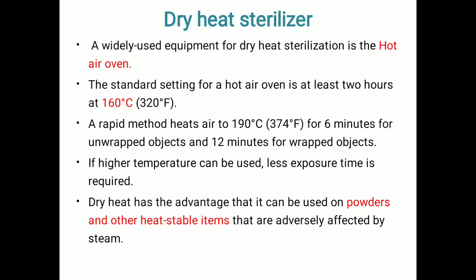Okay, so wrapping with the help of newspaper as well as aluminum foil or other materials can be done, so that the materials are not directly exposed to the sterilizing agent. Dry heat has the advantage that it can be used on powders and other heat stable items that are adversely affected by the steam. Yes, powders and oils cannot be sterilized with the help of autoclave because they are affected in presence of moisture, and that's why such materials can be sterilized with the help of dry heat sterilizer.